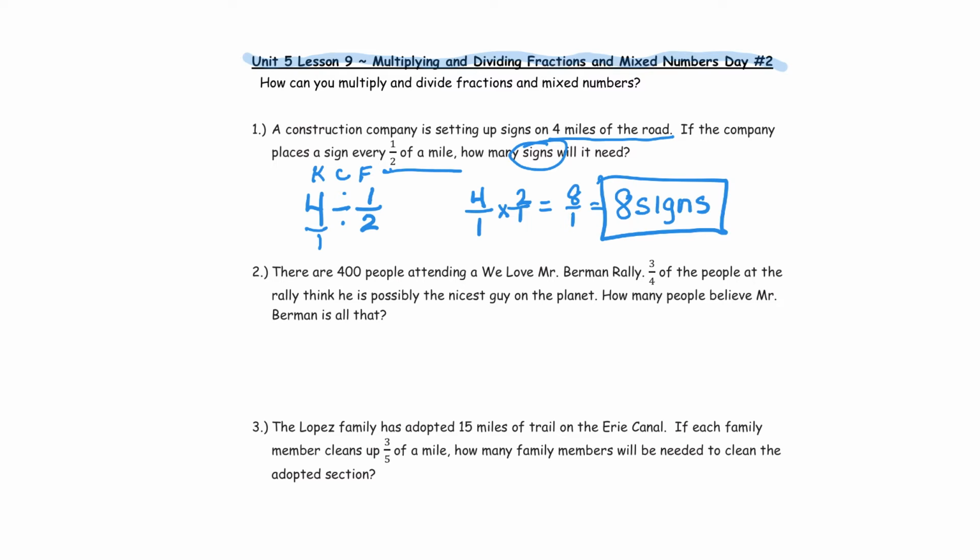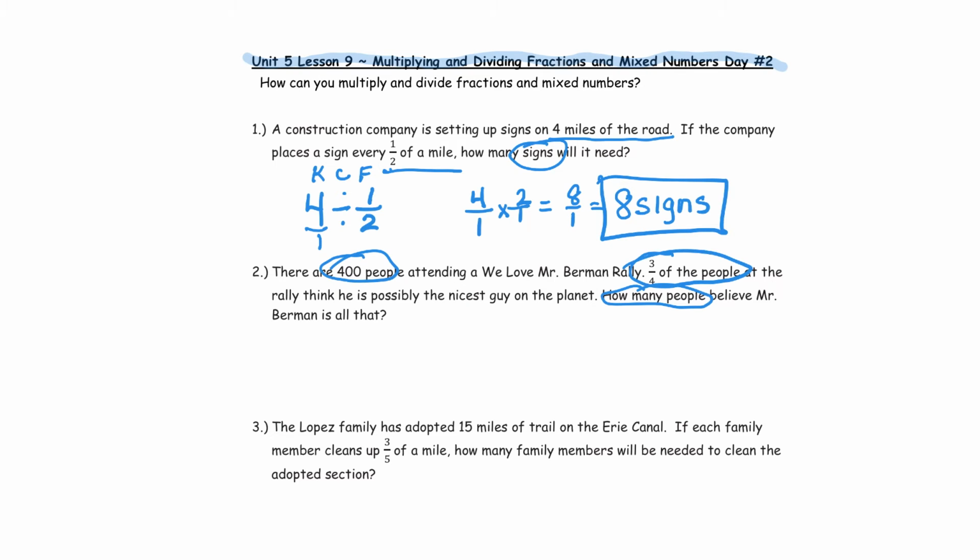Let's take a look at number 2. There are 400 people attending a We Love Mr. Berman rally. Oh boy. 3/4 of the people at the rally think he is possibly the nicest guy on the planet. I don't know about that. How many people believe Mr. Berman is all that? Well, here's the question. We're thinking how many people, okay? So how many people are there in total? There are 400.